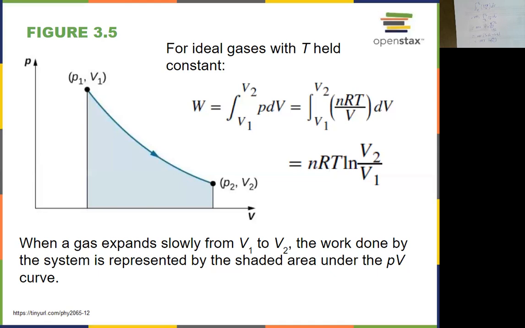This applies only when T is constant, so the temperature is constant for this process. For constant temperature, PV is a hyperbola that looks like this, just going down like this on the PV diagram.